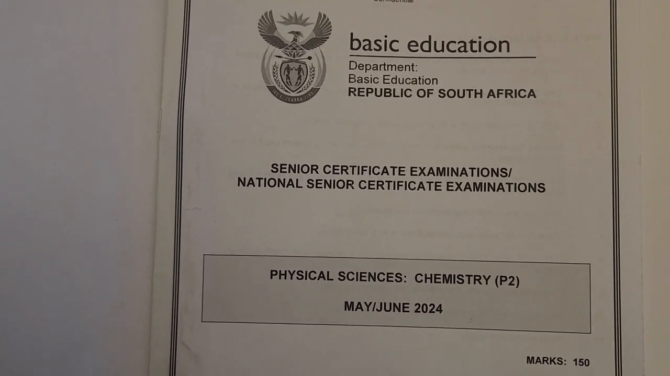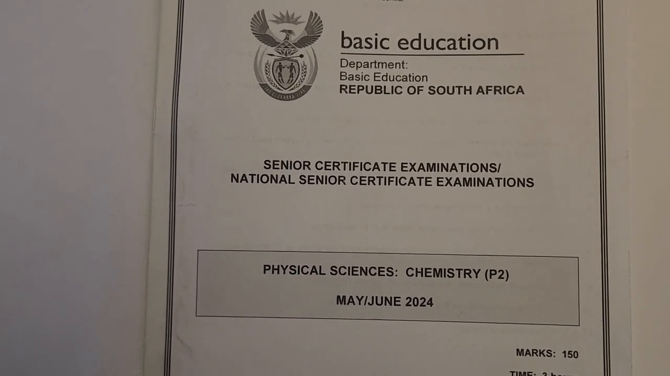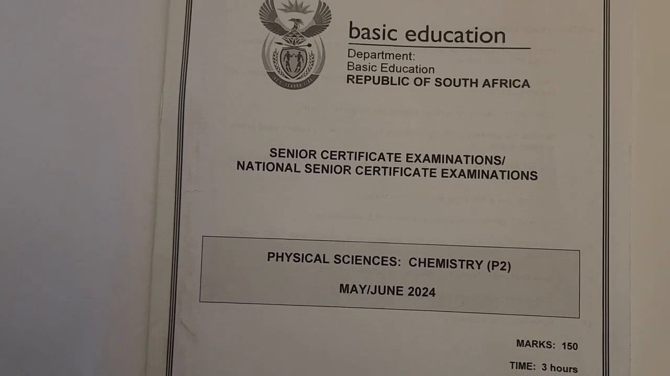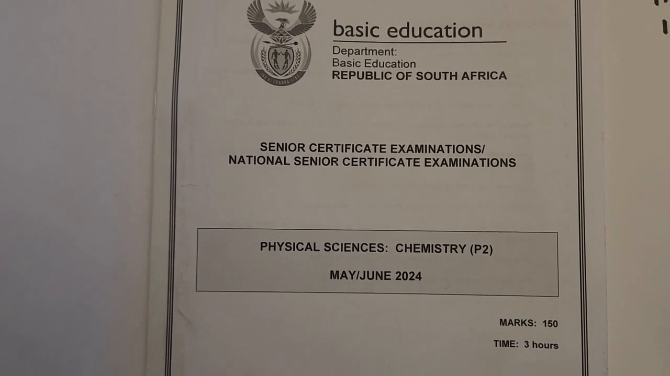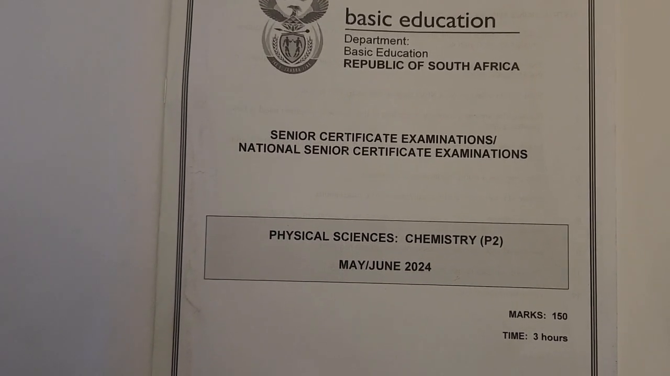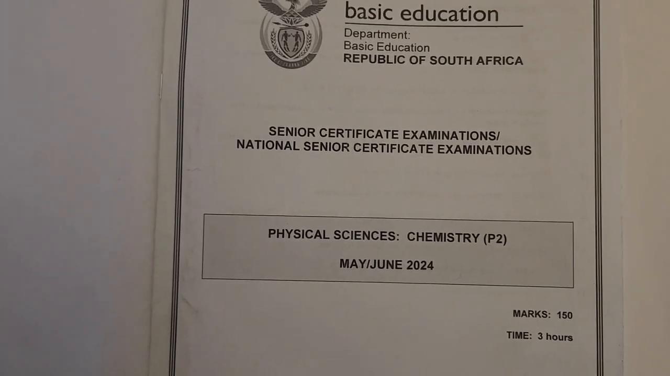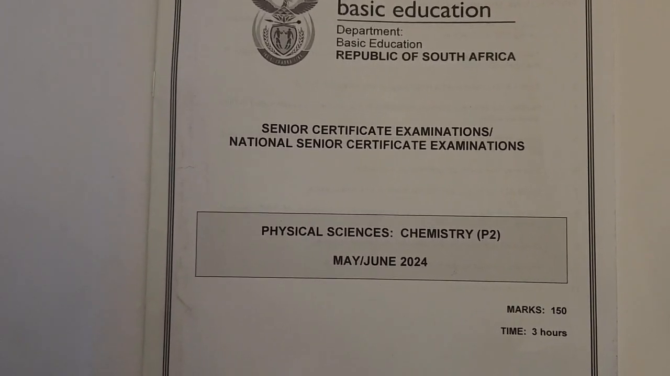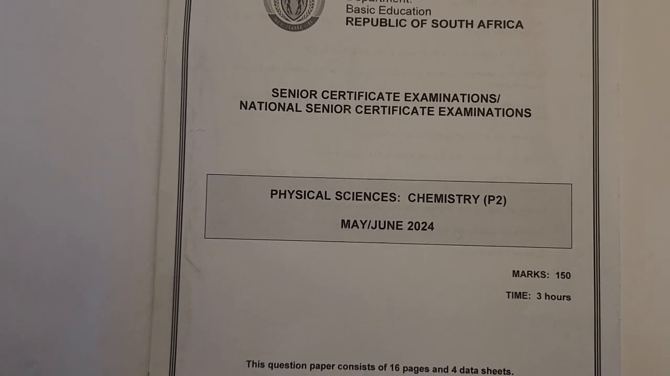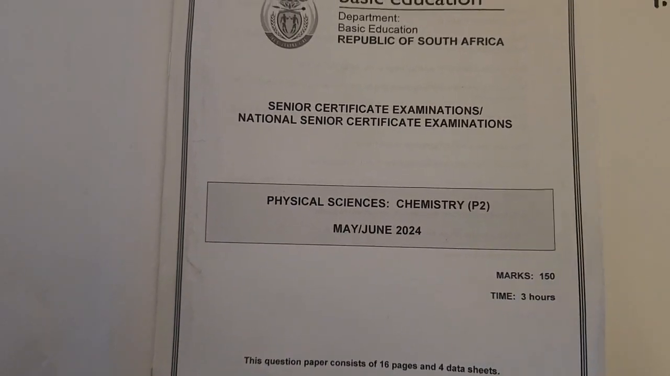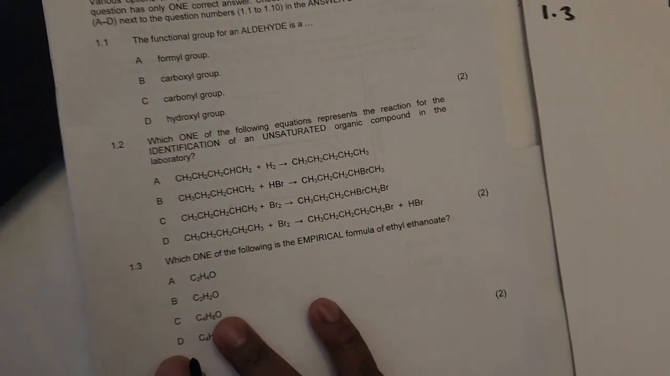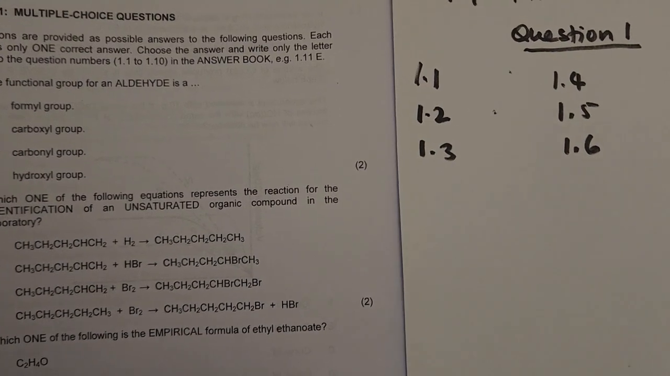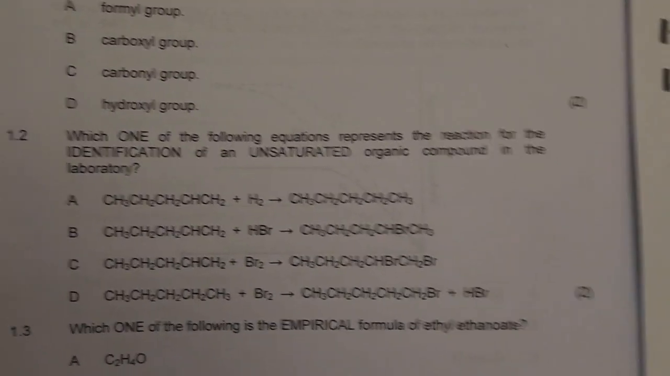Again, we are going to try and answer another question paper which was recently written at the National Senior Certificate combined, May-June 2024. Now let's go through the paper and see whether we can do justice to the multiple choice questions, and to enlighten anyone who is very interested in the learning of physical sciences. Now let's start with the first question.